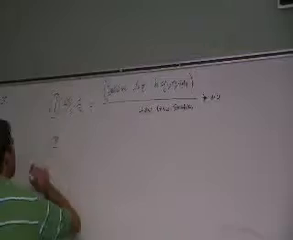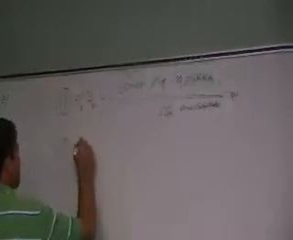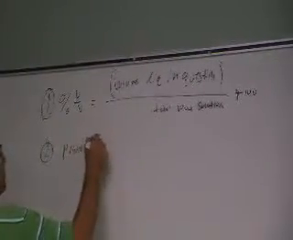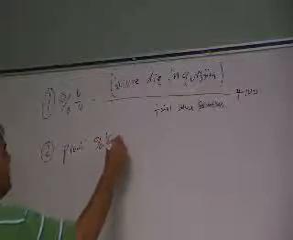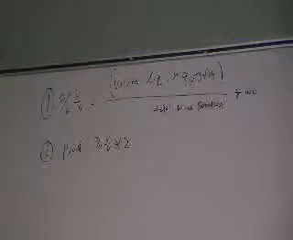Now, that's one thing we talked about. The second thing we talked about is proof. And what a proof is, is a percent VV multiplied by 2. That's a proof.